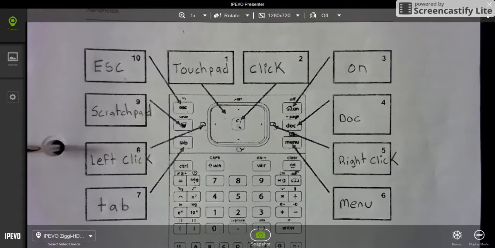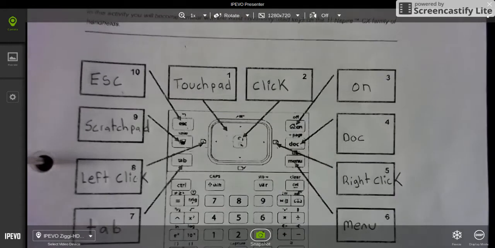Please pause the video again and update your notes for the NSPIRE introduction. Okay, hopefully you paused and you've written down the notes. Now close your journal and let's move on to the assignment.